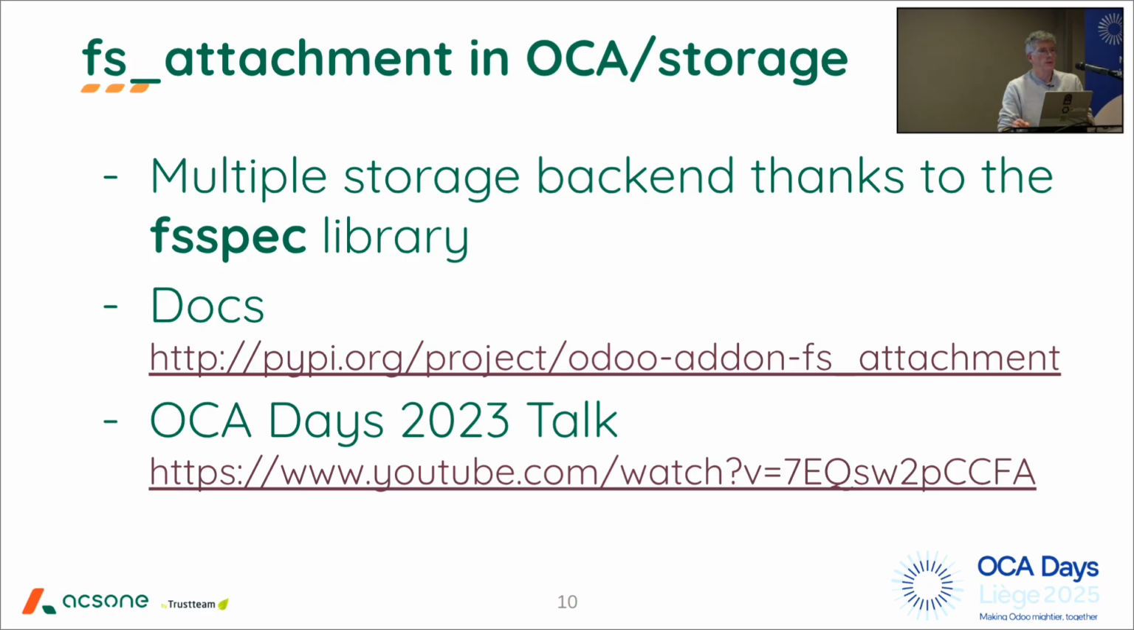So that's where the FS attachment in the OCA storage repository comes into play. At the core, it gives you an abstraction for abstract file systems, thanks to a Python library called fsspec. It gives you the little abstractions of a file system, and the files can then be stored anywhere depending on the backend you install. It could be object storage, it could be traditional files, it could be document management systems, or basically anything.